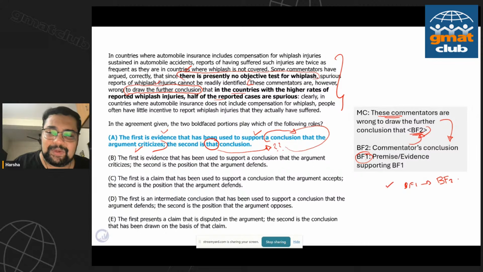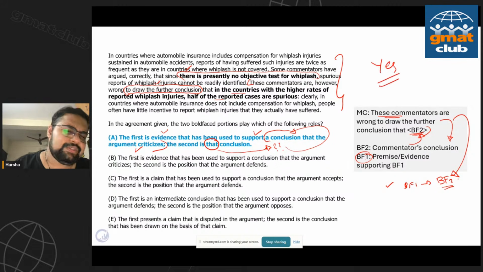Yes, boldface 1 is supporting the commentator's conclusion, which the argument is criticizing. When you say the argument is criticizing, that's the main conclusion it is criticizing, right? Can a third party conclusion also be considered under a conclusion? Excellent question. The answer is yes. A conclusion refers to any conclusion that is possible. It could be third party also. Excellent question. So is everybody clear on why A is right?